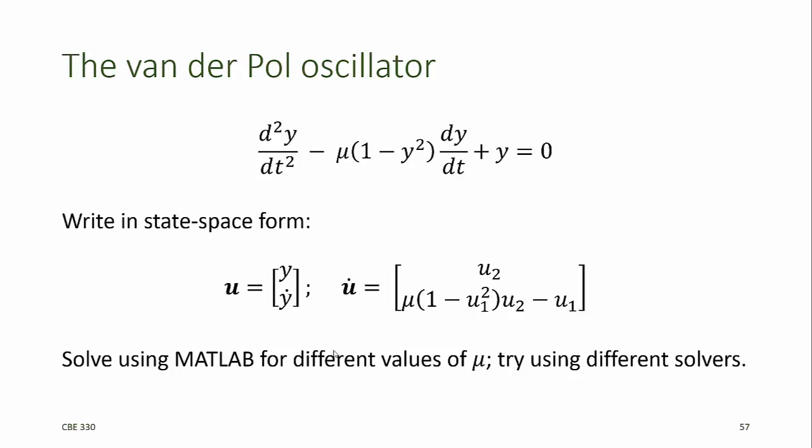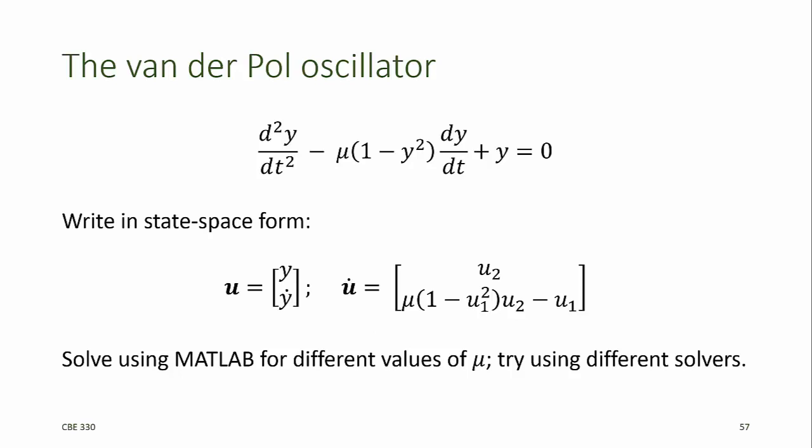To solve this using the ODE solvers in Matlab, we first need to write the equation in the state space form. Because this is a second-order ODE, we of course are going to need two initial conditions to solve it. We'll probably have an initial condition for y and another initial condition for dy dt. So those will be our state variables, y and y dot. Then we write the defining equations for the initial value problem for the two state variables.